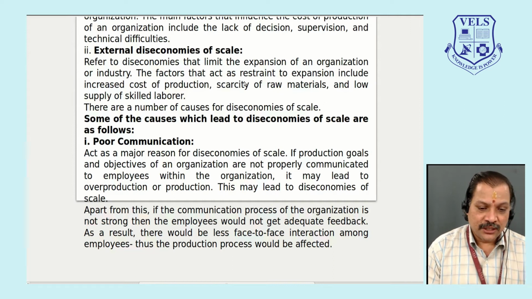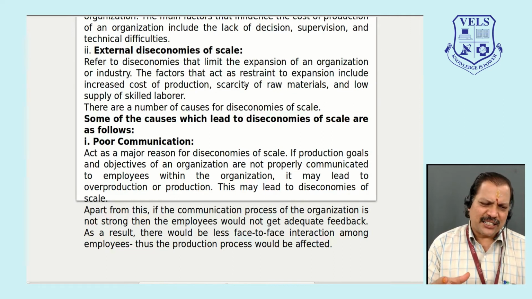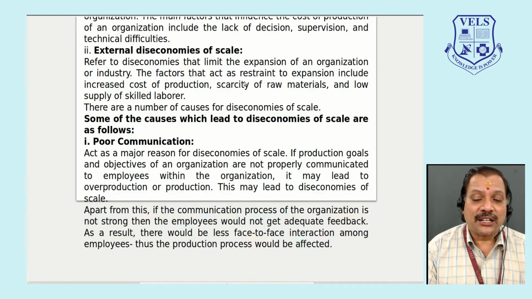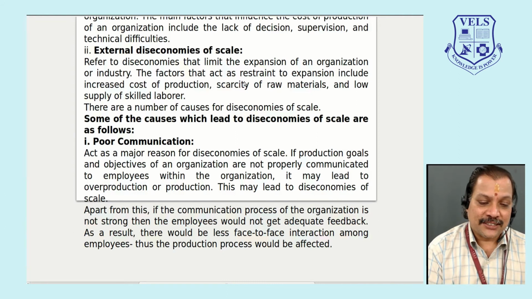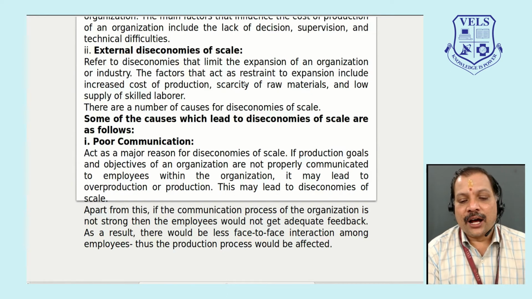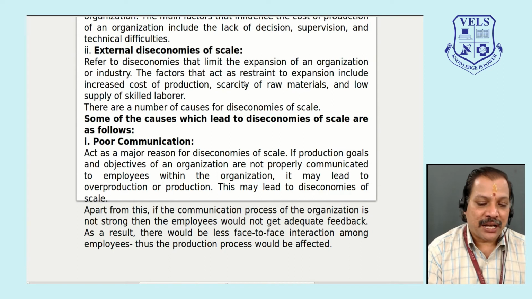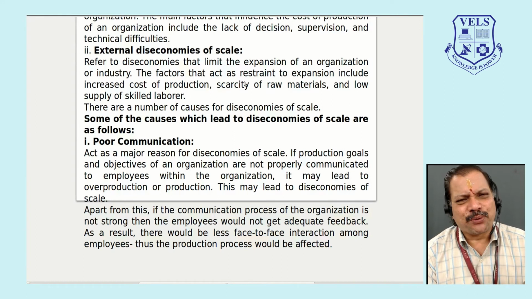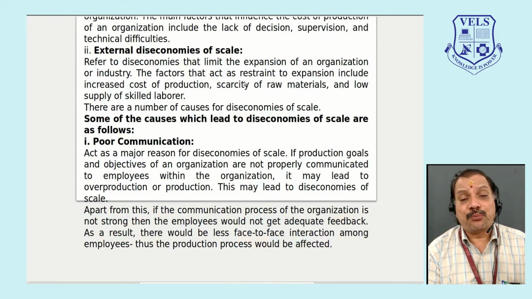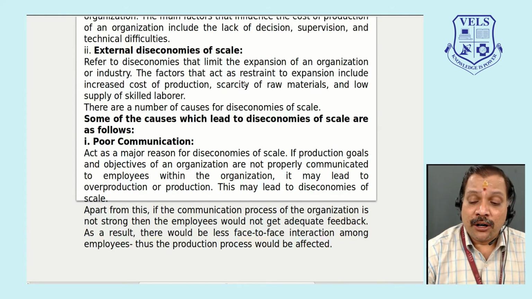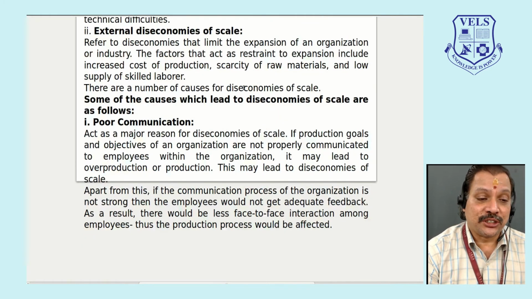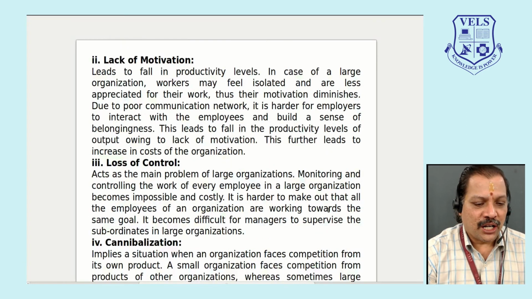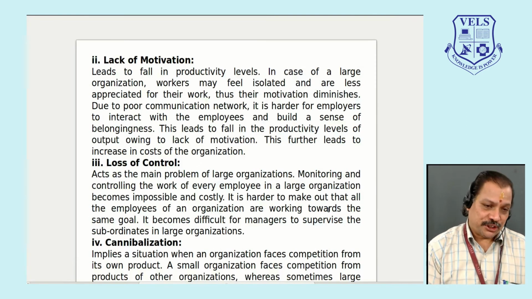Apart from this, if the communication process of an organization is not strong enough, then the employees would not get adequate feedback. As a result, there will be less face-to-face interaction among the employees, thus the production process will be affected. So the very first problem for diseconomies of scale is poor communication. That will be miscommunication or communication gap.